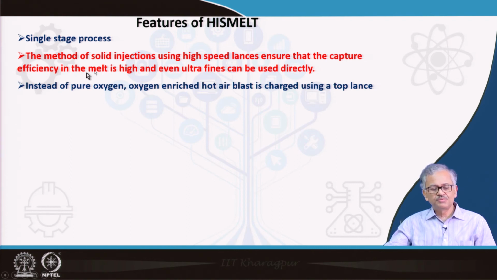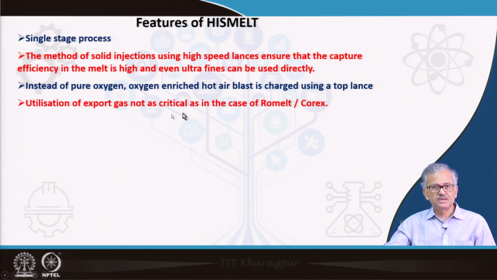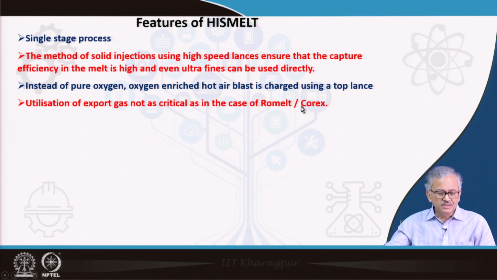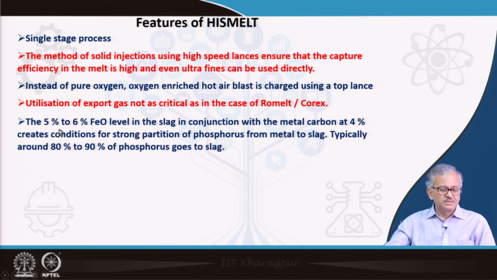As I said, instead of pure oxygen, the oxygen enriched hot air blast is used through a top lance that gives a lot of sensible heat. Utilization of the export gas is not as critical as in many cases like Romelt and the Corex process, because the coal rate is much less here. The 5 to 6% FeO level in the slag here also, in all single stage processes, FeO is there in the slag, and that FeO you can utilize to partition some of the impurities.